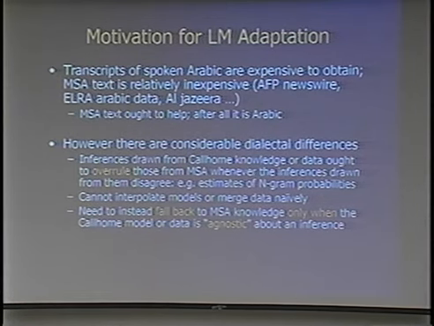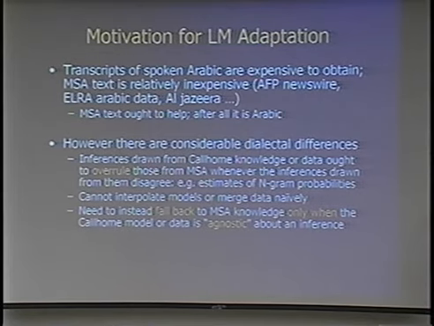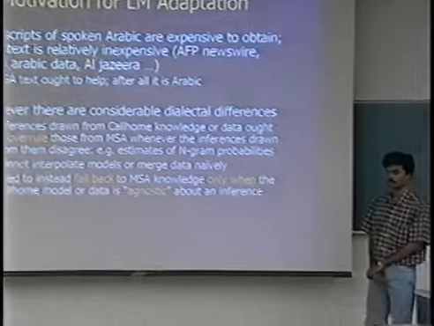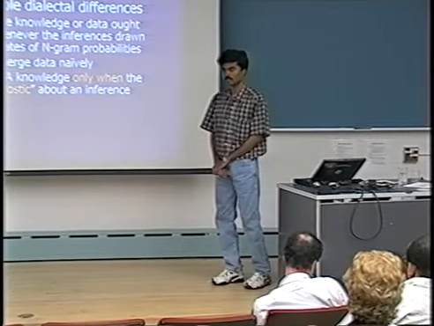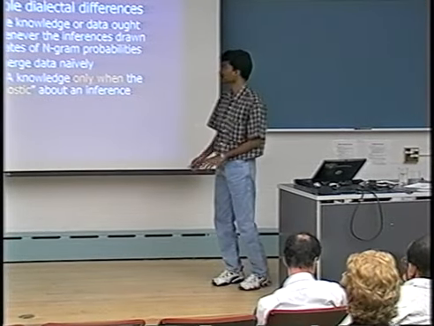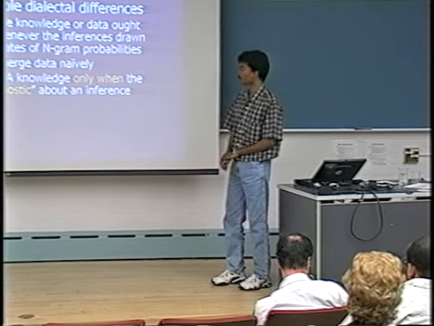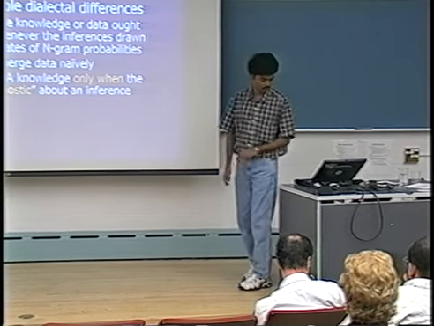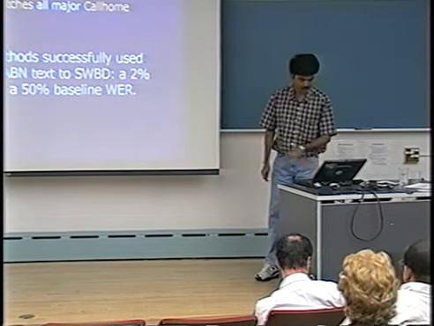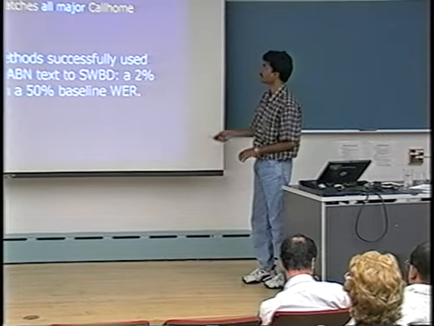Our model should have certain constraints. Our model should be such that whenever there is a difference in estimate between the two data, we will stick with the Qualcomm data, and whenever our Qualcomm data is insufficient to estimate a parameter properly, we will fall back to the modern standard Arabic data. And this constraint can be easily satisfied using the minimum Kullback-Leibler divergence framework.